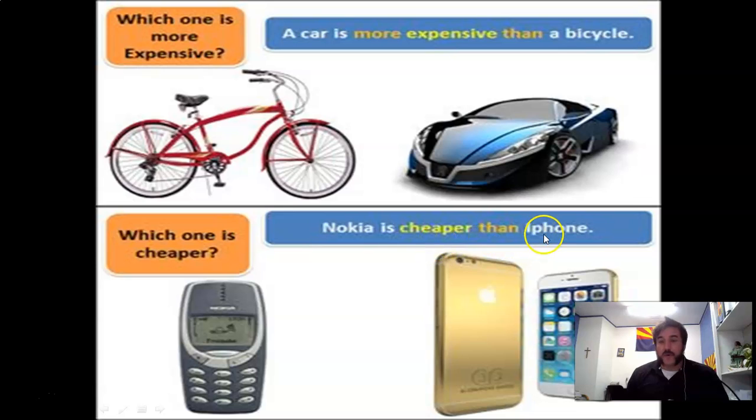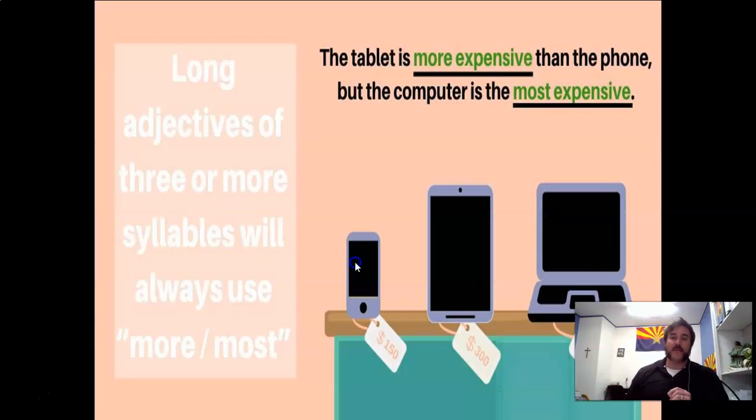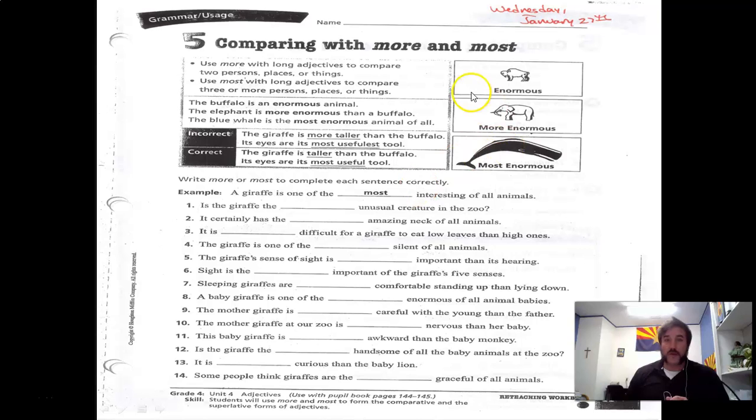Same here. Now this is just adding ER, right? Nokia is cheaper than iPhone. Not Nokia is more cheap. That's not correct usage. Nokia is cheaper than iPhone. Again, we already went through this. If there's ever 3 or more syllables like expensive, then you always use more or most. So that's what you're dealing with here.